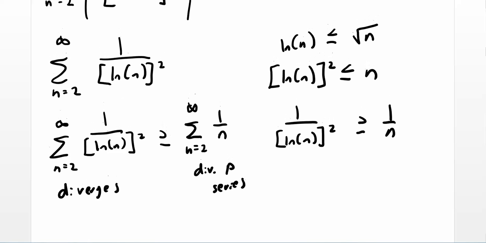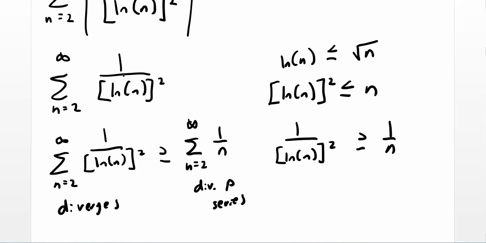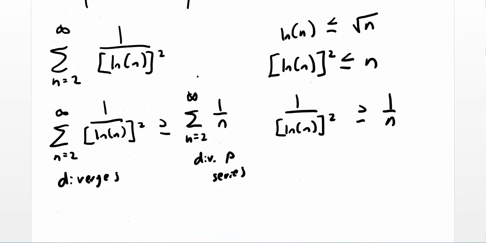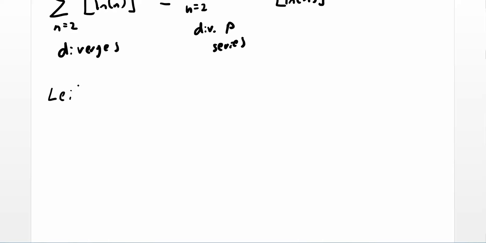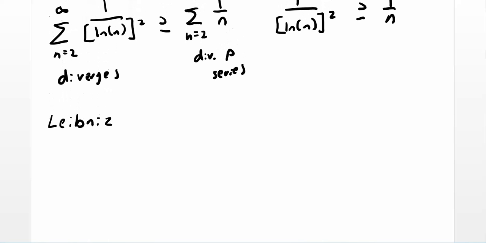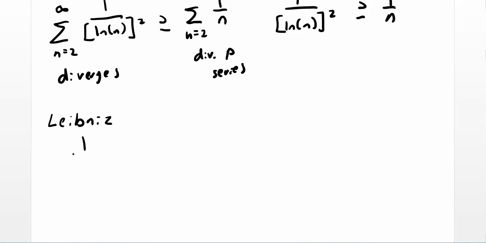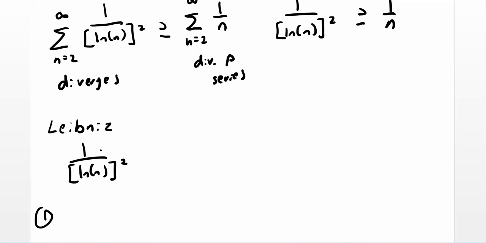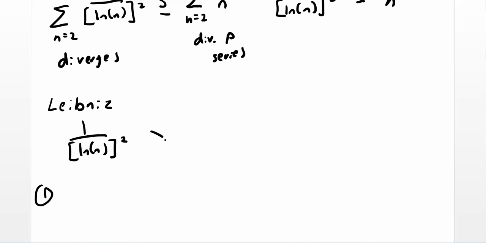Which means we have to check. Well, that means our original series does not converge absolutely, but it may converge conditionally. So we're going to apply the Leibniz Criteria again to this sequence, 1 over natural log of n squared. Is this positive? Well, yes. Natural log is going to be positive on the interval 2 to infinity, and furthermore, it's something squared, so this is always positive.